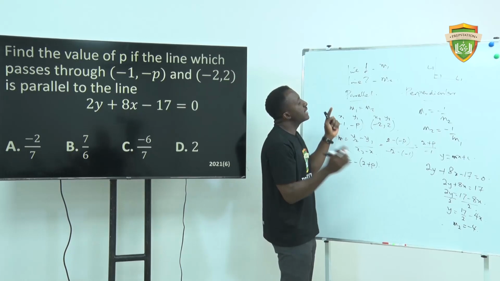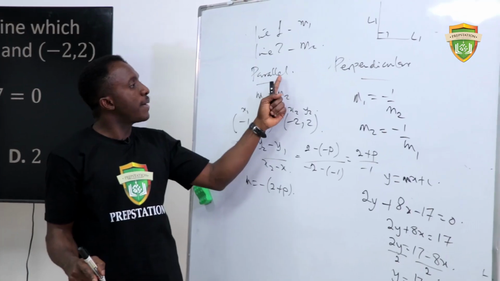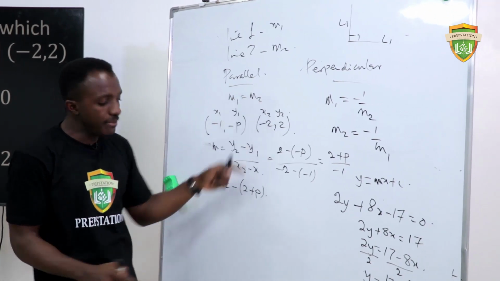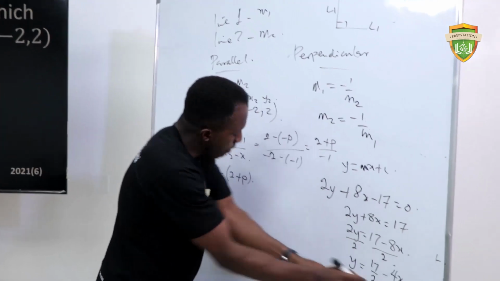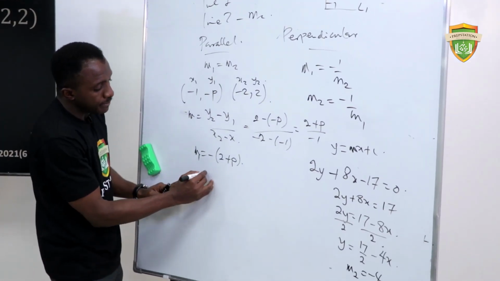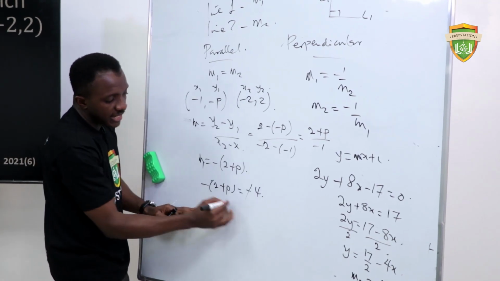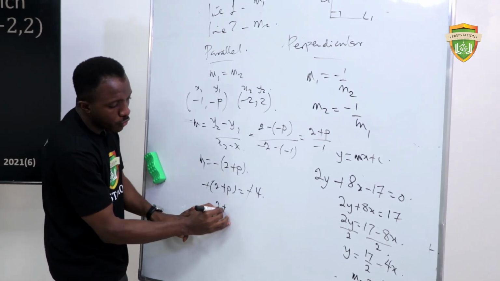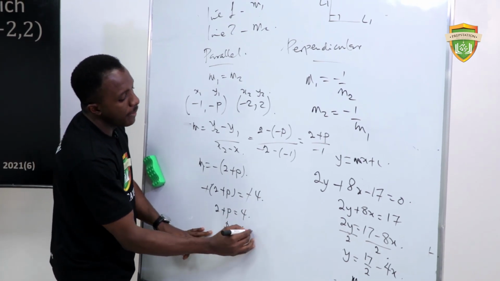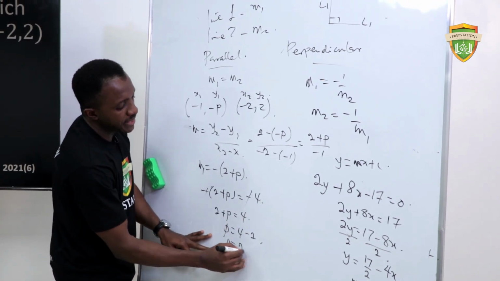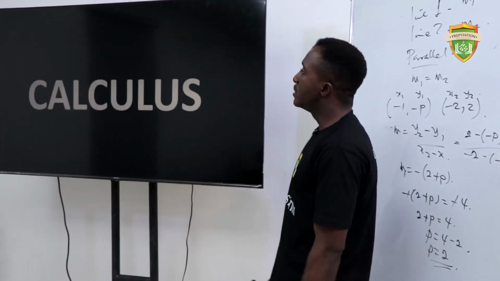So remember that when 2 lines are parallel, what happens to their gradient? For parallel lines, their gradients are the same. So this is the gradient of the first line. Let's call it m1. What is m2? Minus 4. So you equate them. Minus 2 plus P equals minus 4. So the minus can cancel out, leaving us with 2 plus P equals 4. So if you do your math, 4 minus 2 is what P is. P equals 2. And that is option D.